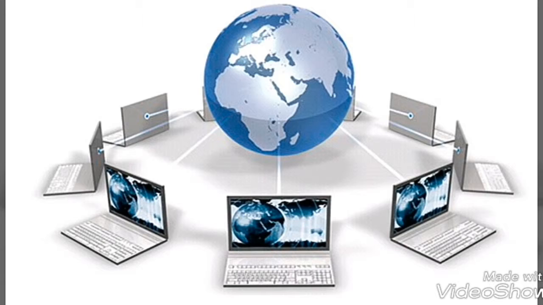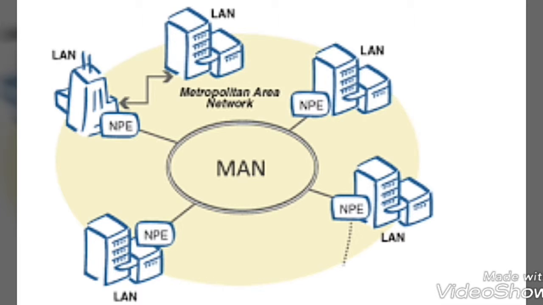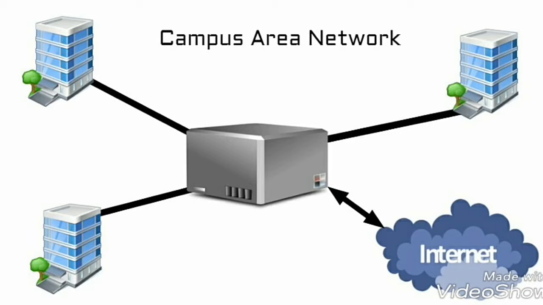Metropolitan area network. This type of network is characterized by having a greater range than the LAN type, covering nearby cities or metropolitan regions, for example. Campus area network is a computer network consisting of an interconnection of local area networks within a limited geographic area. It is present in schools, hospitals, universities, and other places.